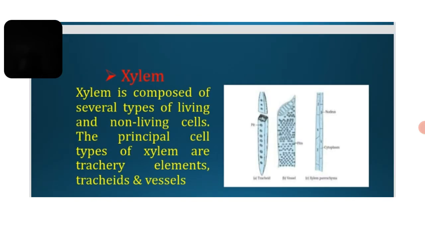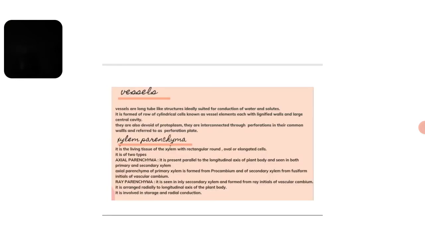So the next one: the xylem is composed of several types of living and non-living cells. The principal cell types of xylem are tracheary elements. These are also called tracheids and vessels. So first we shall discuss the tracheids. The vessels are also called trachea.